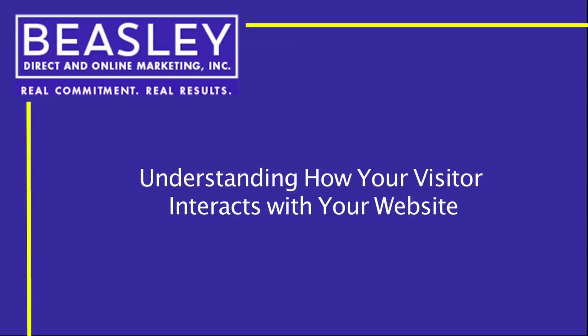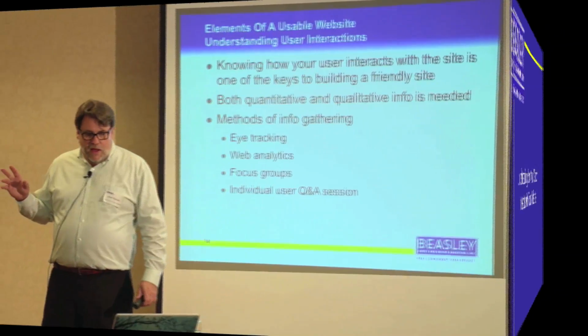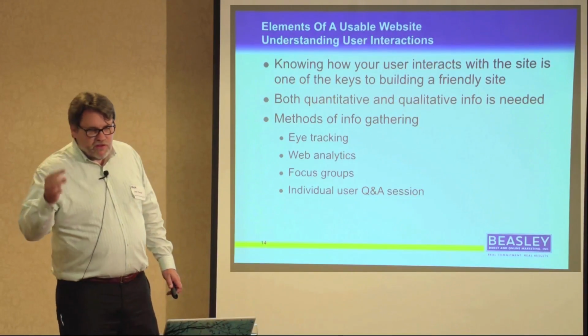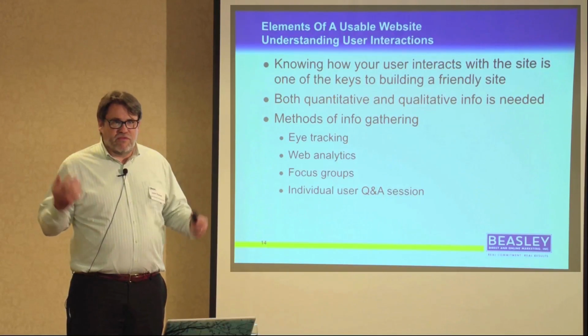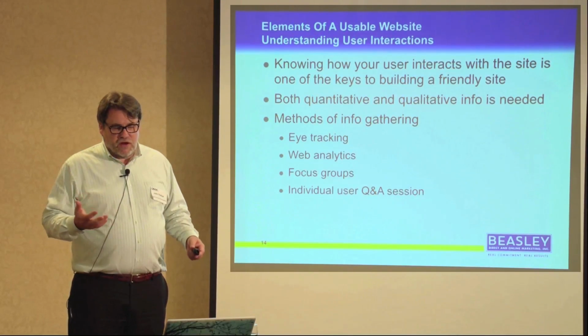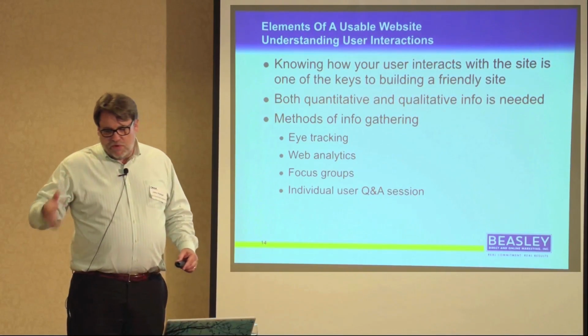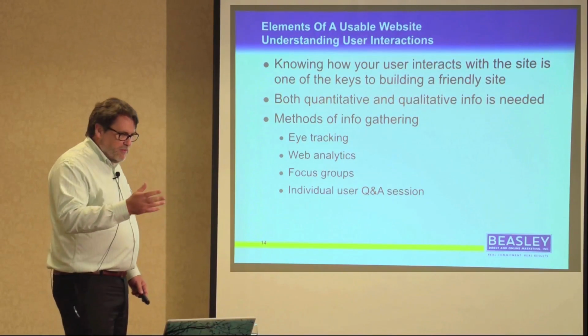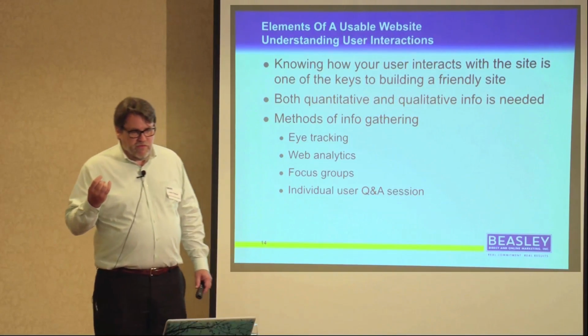Okay, now there are a couple different ways you can look at how people interact with your sites. You want to get both qualitative and quantitative information. Qualitative is feelings, impressions. Quantitative, obviously, quantifiable. 15 people clicked on this link, 3.7% bounced off the site here. Very, very literal information.